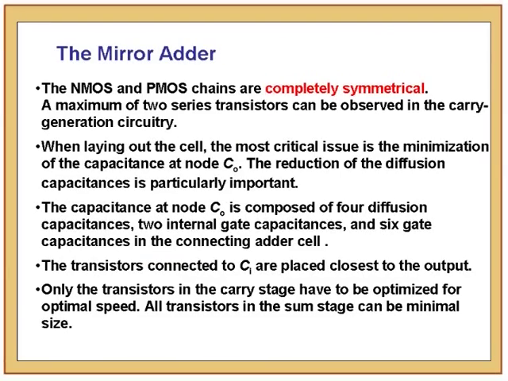When laying out the cell, the most critical issue is the minimization of capacitance at the node. Reduction of diffusion capacitance is particularly important. The capacitance at node 0 is composed of 4 diffusion capacitances, 2 internal gate capacitances, and 6 gate capacitances in total in the adder cell, which is less than what we showed earlier for the ripple carry. The transistors connected to CI are placed close.